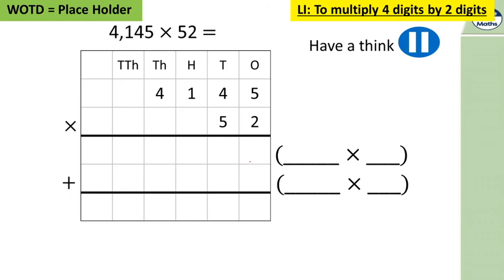Okay, so we've got 4,145 times 52. I've laid this out in my column methods. I'm just going to show down here the multiplication calculations that I'm doing. The first one we're using the ones column, so yeah.